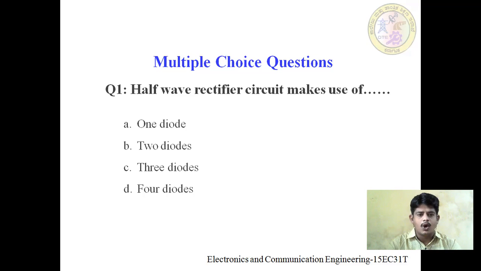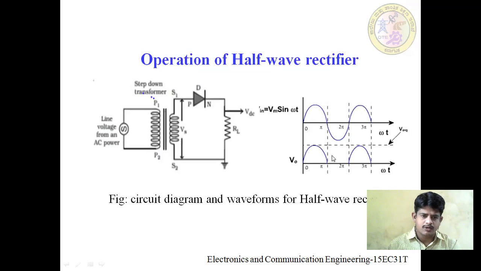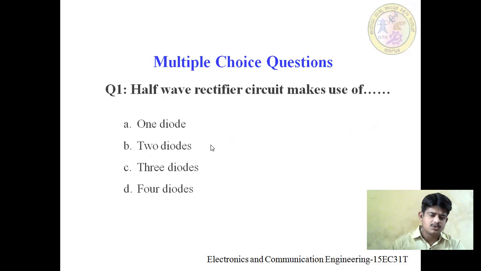It is asking how many diodes it will be using. We already discussed it, and you have seen the circuit diagram of a half wave rectifier. It's very easy to answer. Can you answer which one is the correct option? Good, I hope many of you got the correct answer: one diode. Just go back to the circuit diagram. How many diodes do we have? Only one diode. So Option A is the correct answer for this question.